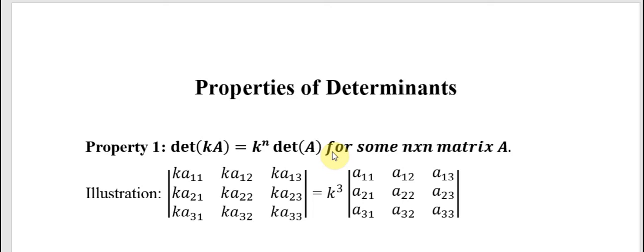So that determinant would be, if it's a k factor times each entry in the matrix, you can factor out that k factor, k to the third, times the determinant of the matrix A itself.